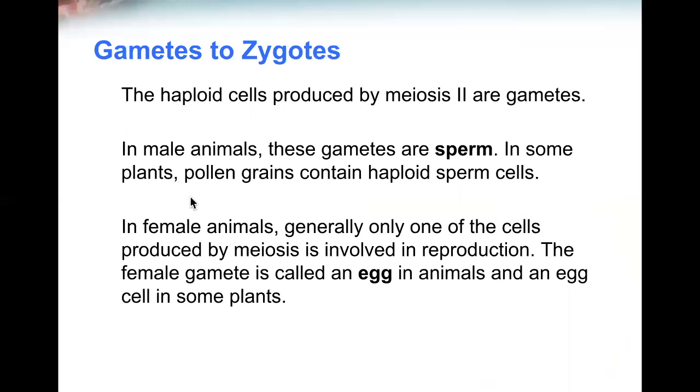In male animals, these gametes are sperm. In some plants, pollen grains contain haploid sperm cells. In female animals, generally only one of the cells produced by meiosis is involved in reproduction. The female gamete is called an egg in animals and an egg cell in some plants.